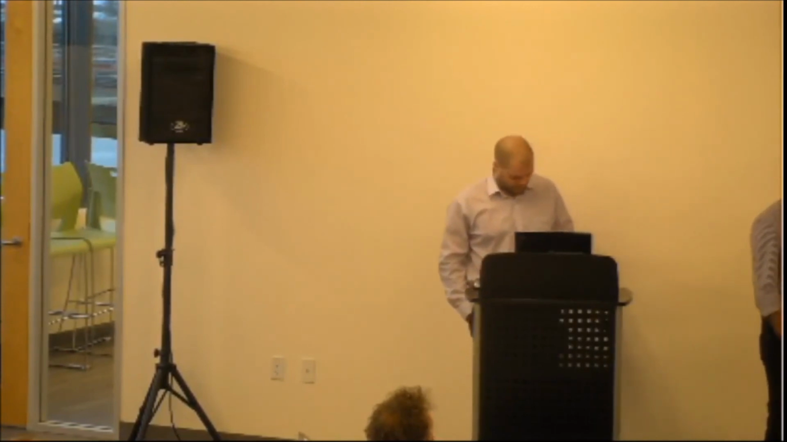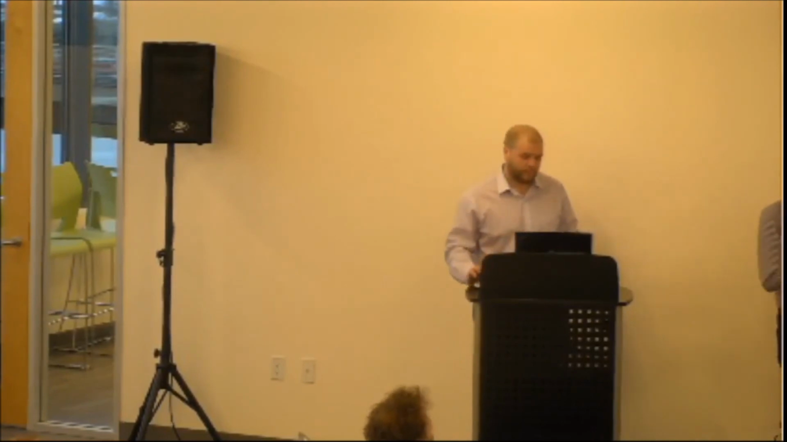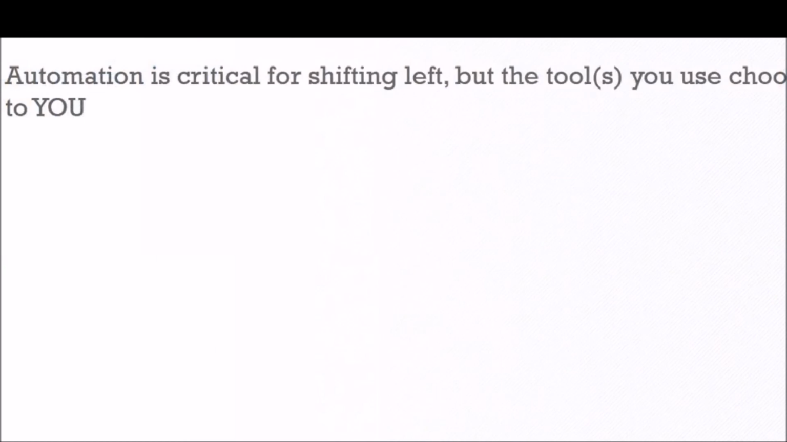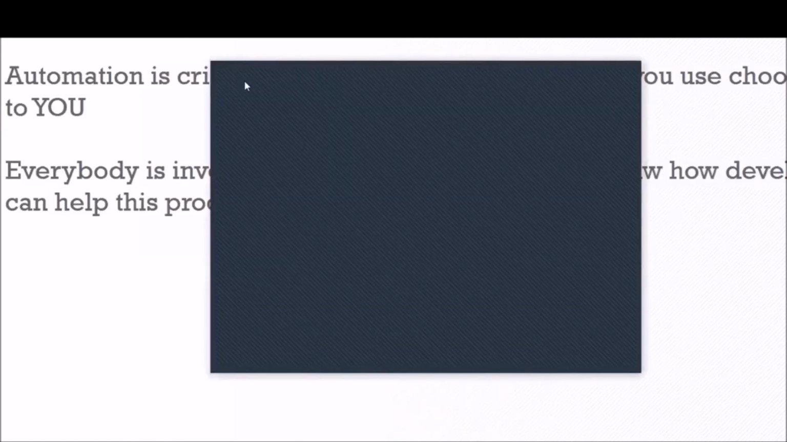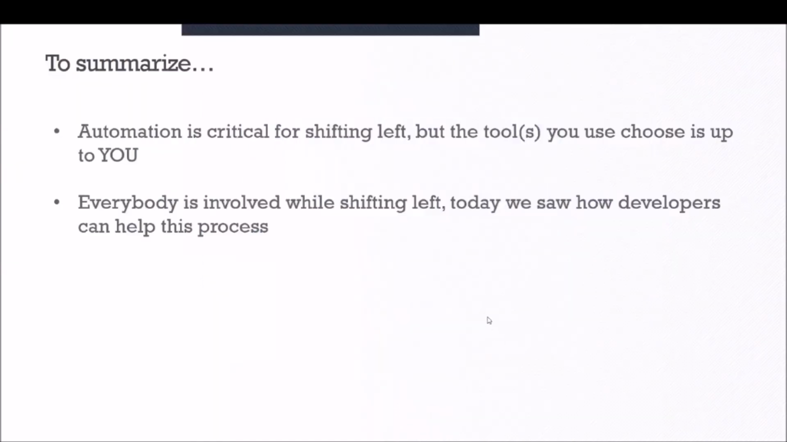Right, so to summarize, a couple of things that we saw here. One of the things is that automation is definitely critical to shifting left. It accelerates that process, makes it easier to embrace it. But the tools that you use are totally up to you and totally up to your environment, whatever you wish to do. Everybody is involved in shifting left. We need the whole team to be involved. But today we saw how developers can be involved in this process in an easy way.